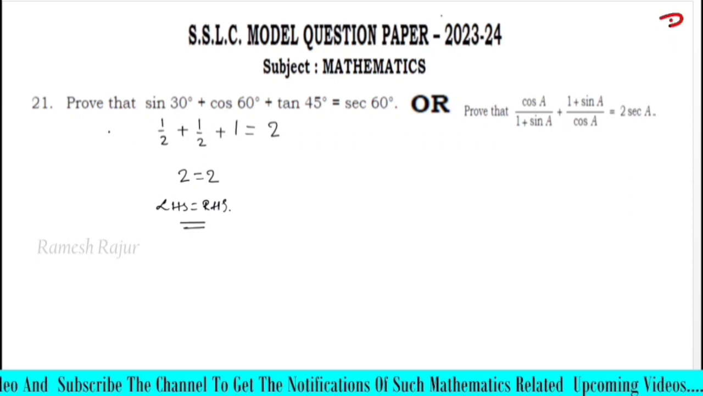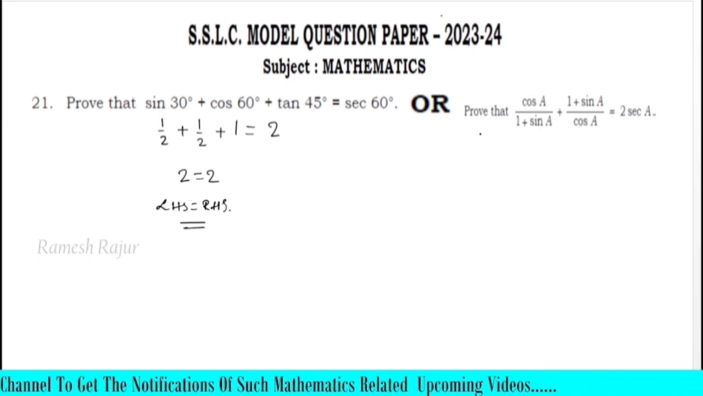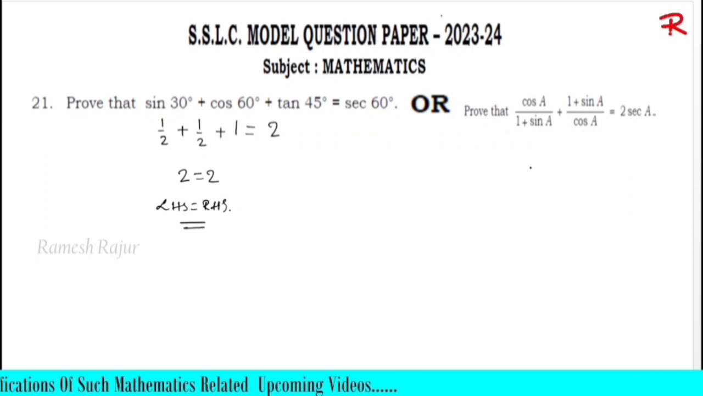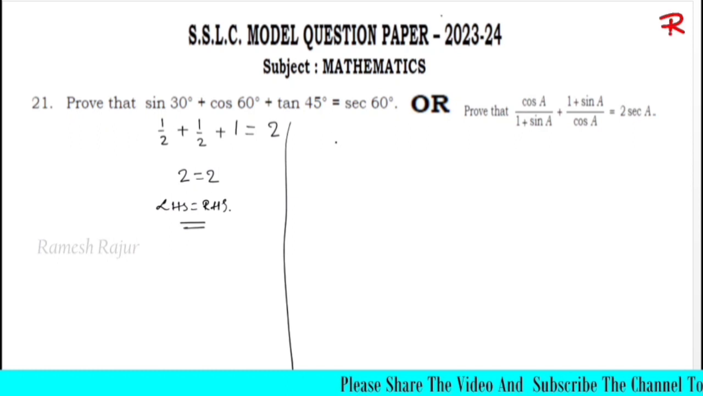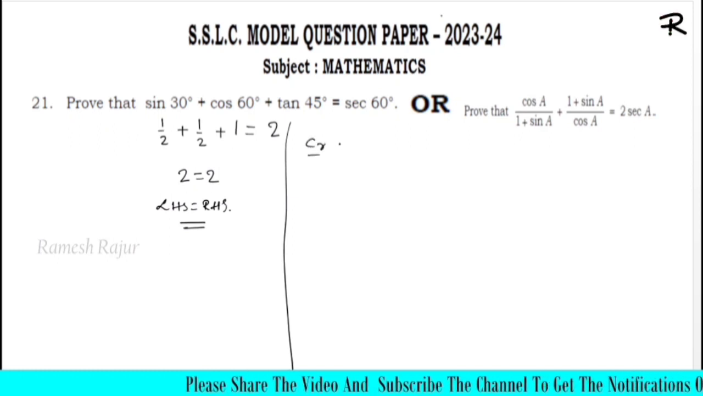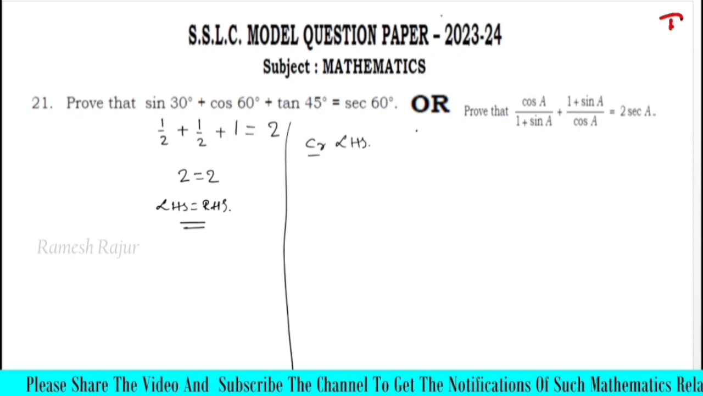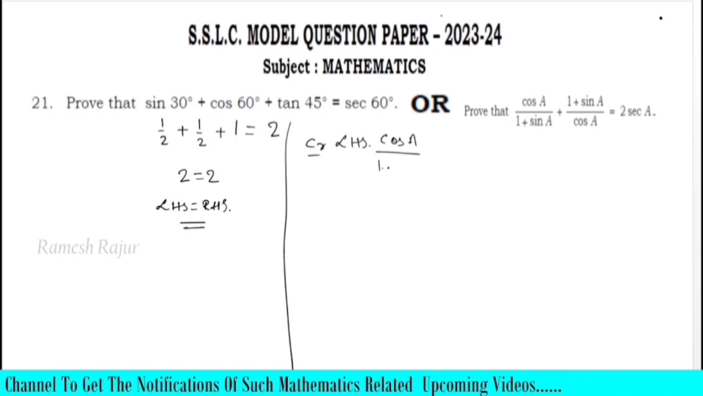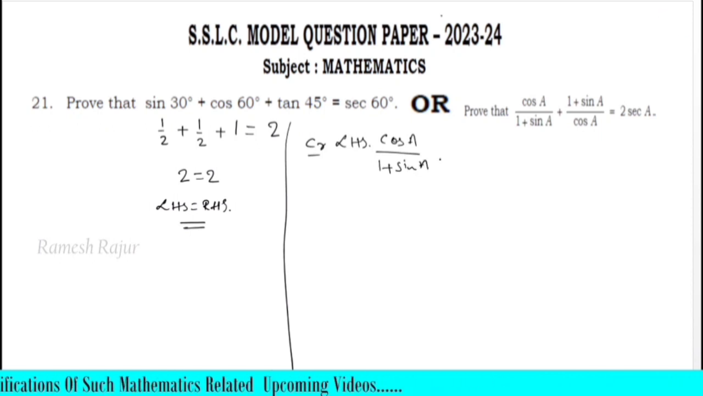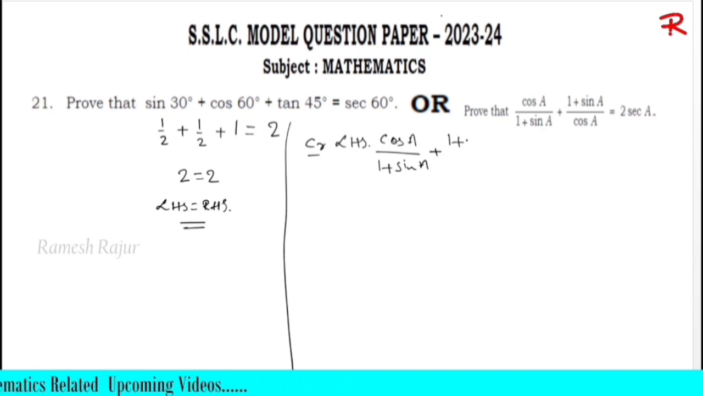After proving the first part, here we have the OR question. In the OR question, we have to prove that cos A by 1 plus sin A plus 1 plus sin A by cos A equals 2 secant A. To prove this, consider the left hand side, that is cos A by 1 plus sin A plus 1 plus sin A by cos A.